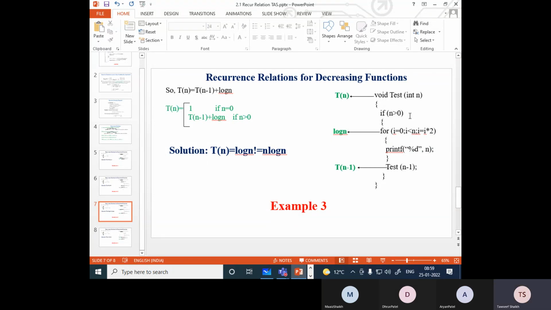Okay, welcome back, and we will solve some more recurrence relations, continuing yesterday's topic. We will take some more examples by changing the syntax and the instructions in an algorithm, and accordingly see what its recurrence relation will be and how that could be solved. Already we have solved two examples yesterday for decreasing functions, using both the recurrence tree as well as the substitution method.